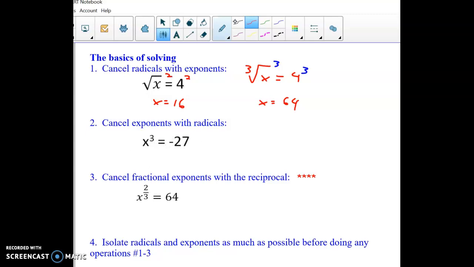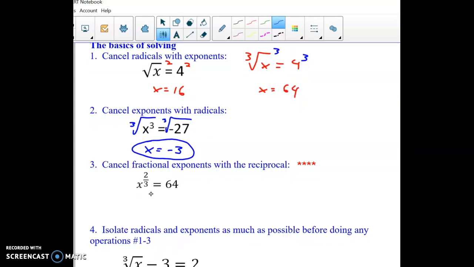Similarly, if you have a third exponent, the opposite of that will be a third root. So in this one, we take a third root of both sides to cancel out this x cubed. So it gives us x, and that'll just be the cube root of negative 27. And remember, if it's odd and negative, that still does have an answer. So we get negative 3 as our answer there.